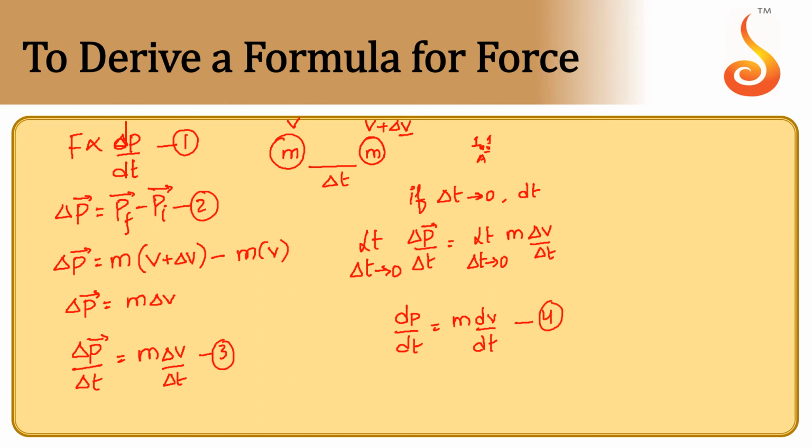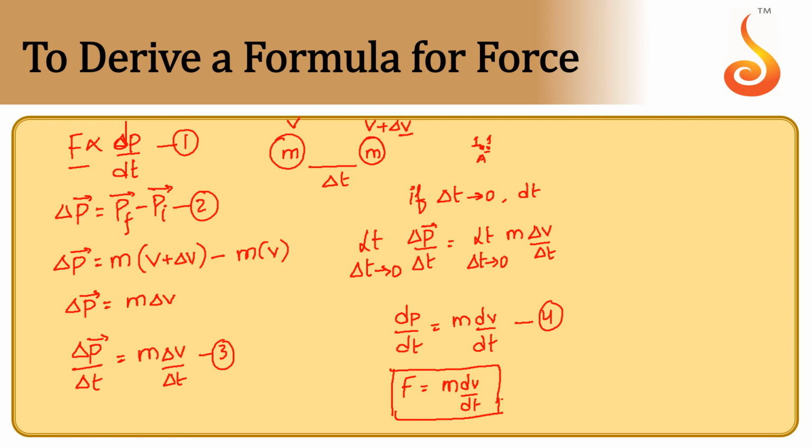So this is basically Newton's second law. The rate of change of momentum is directly proportional to force applied. Now dp by dt I can rewrite as F. So F is equal to m dv by dt. So this is Newton's second law. But here we need to understand one thing. Force is nothing but change in momentum with respect to time.